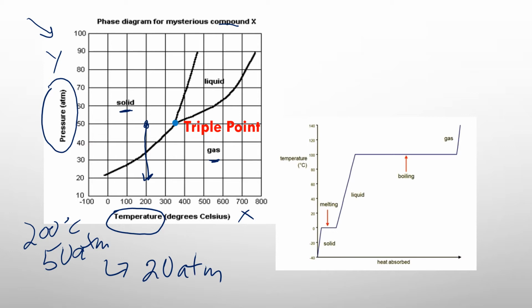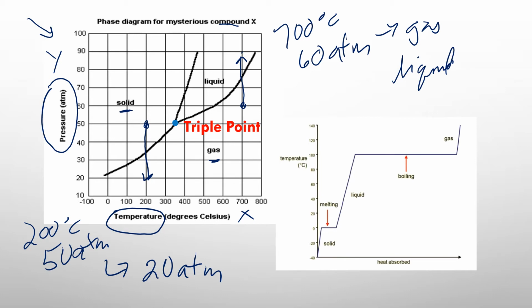Similarly, if we are here at 700 degrees Celsius, it's really, really hot, and a pressure of 660 atmospheres, we are in the gas phase. But if we increase the pressure to, say, 90, we are in the liquid phase.